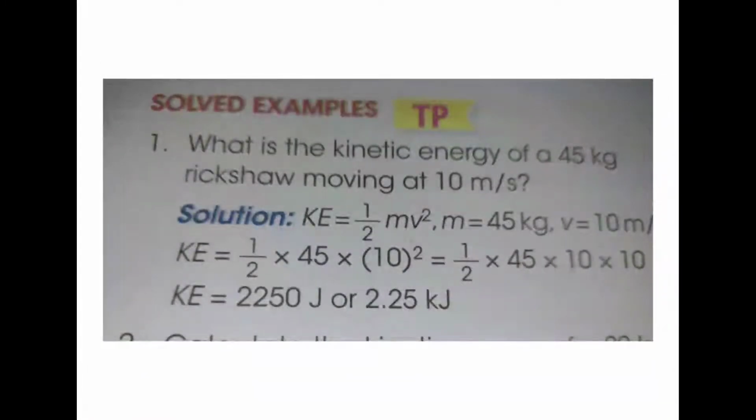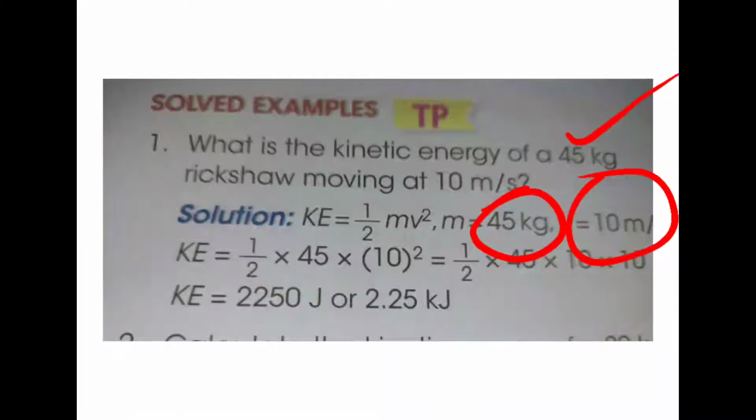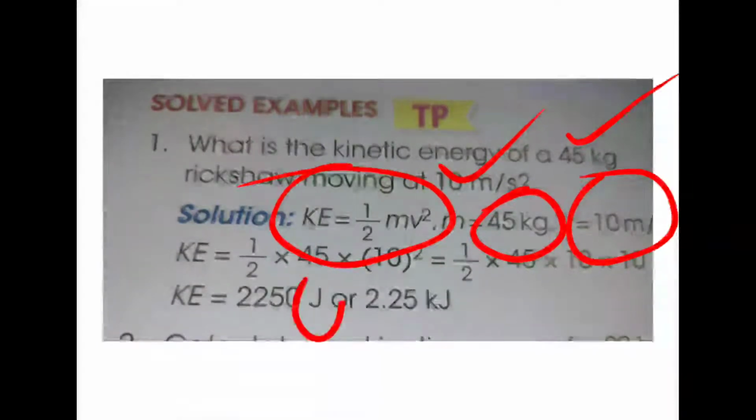In this chapter we have kinetic energy and potential energy. So kinetic energy depends upon mass and velocity. So kinetic energy equals half mv square. So mass is also given, you see 45 kg, and velocity is also given, 10 meter per second. So we will substitute in this formula and we will calculate our kinetic energy. Make sure that the unit should be joule.